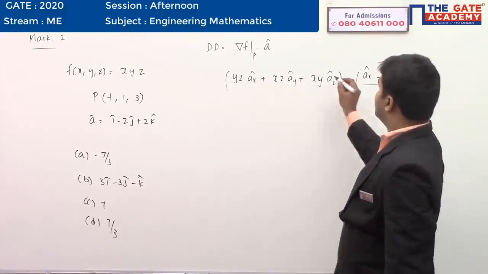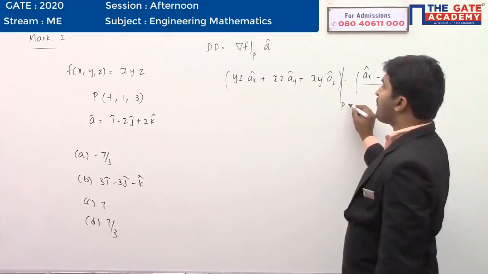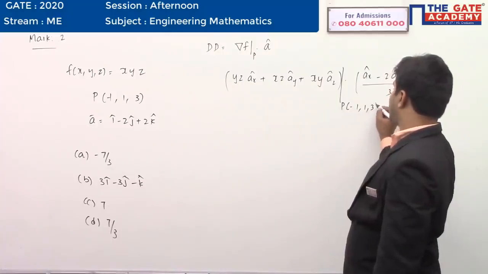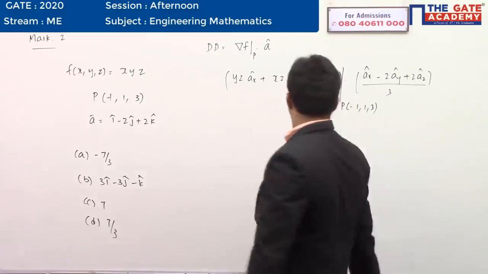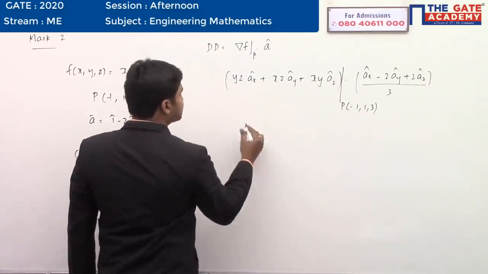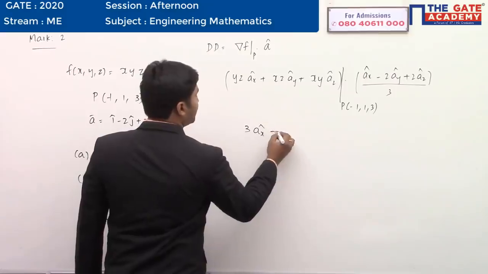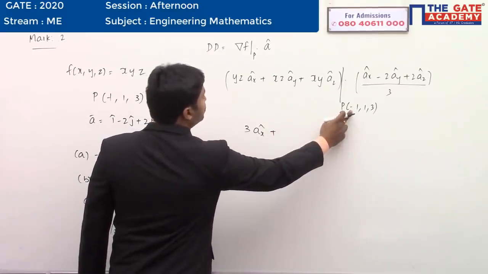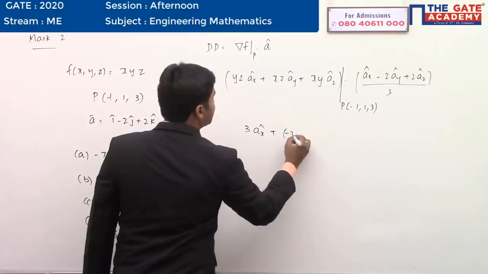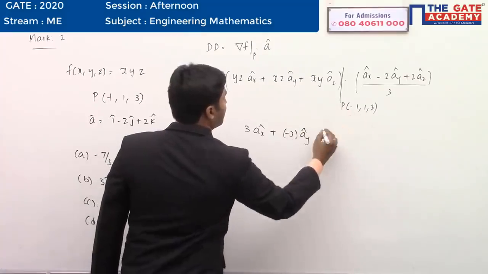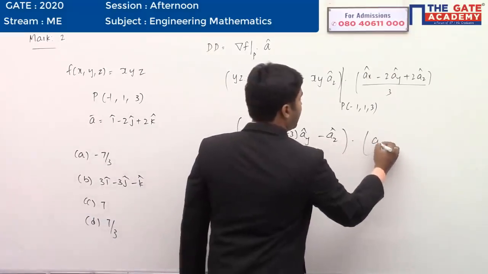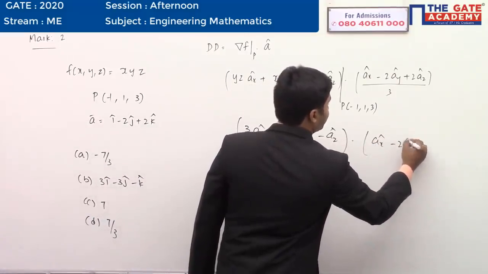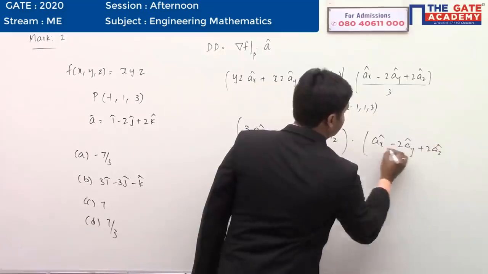Now substitute the point P, which is (-1, 1, 3). Let us substitute this. What will happen here? Here it is 3ax plus (-1) into 3, so minus 3ay, minus az, dot ax minus 2ay plus 2az, divided by 3.